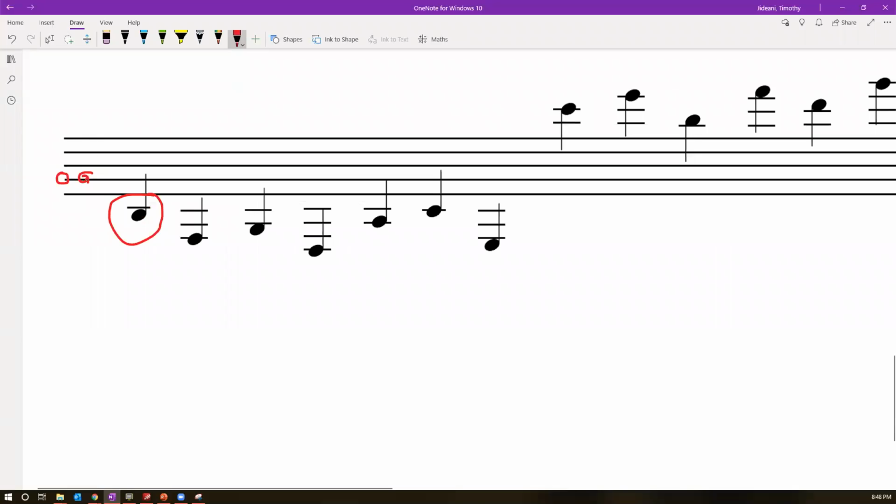Below G you have F. And then below F you have E. That's the last line. And then below E you have D. Okay. So this is the note we're looking for, the letter for this note here.